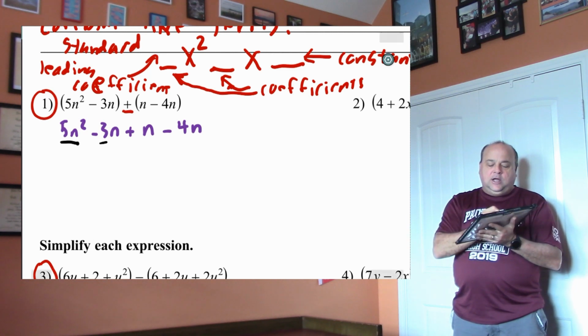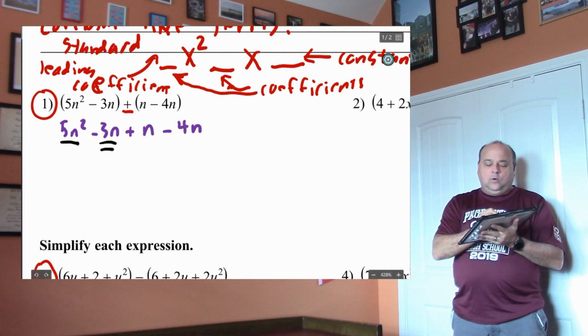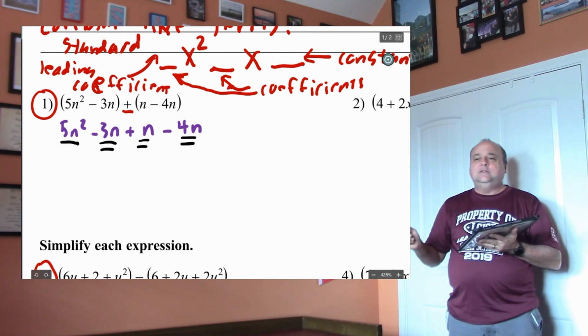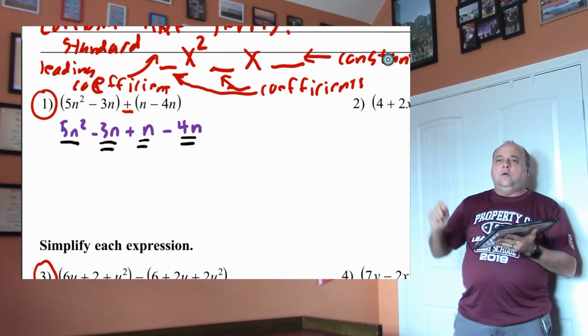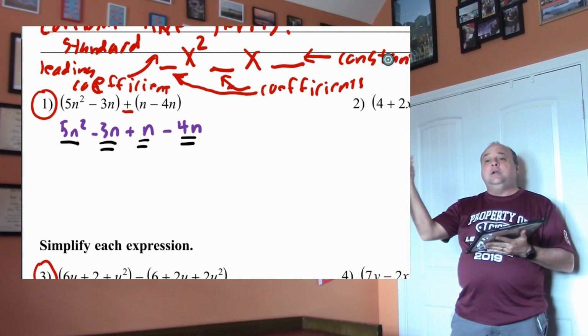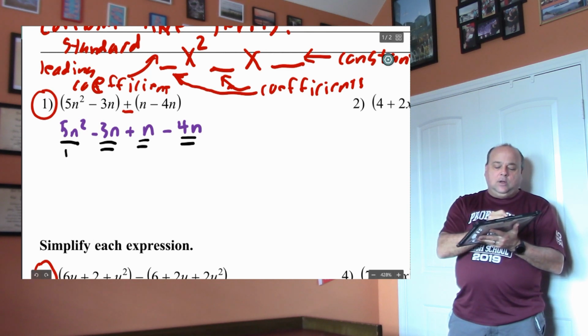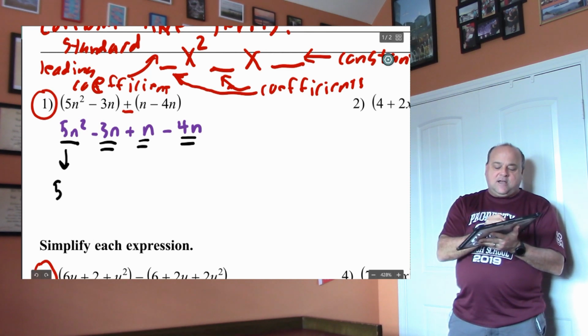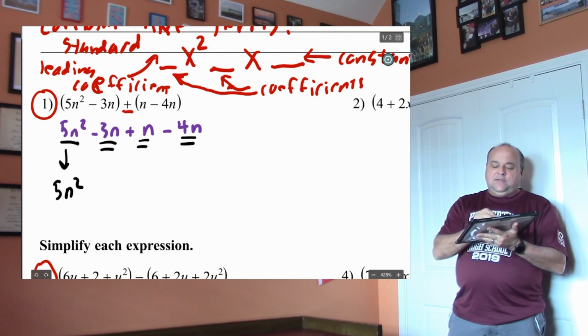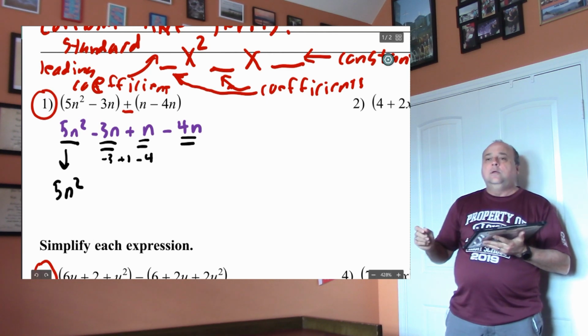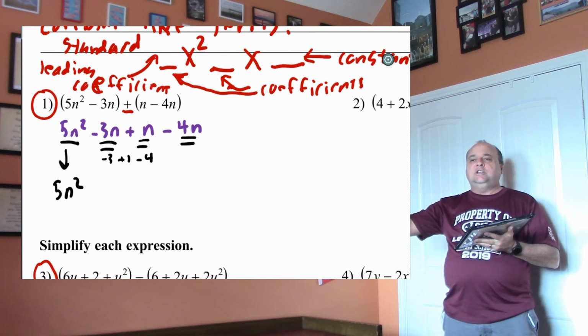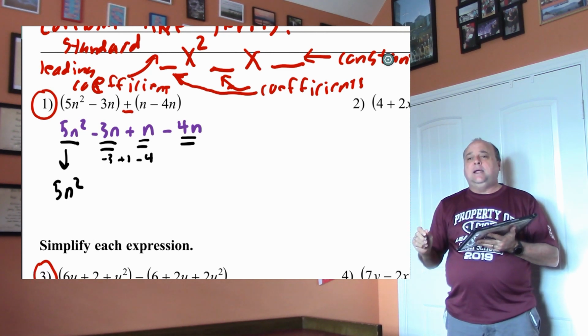Now then, double underline your n's. I have 1, 2, 3 n's, don't I? So I'm going to group all those up together. Now then, I'm going to go through and write my answer. The only single underline I have is 5n squared. Now then, I'm going to do the math of negative 3 plus 1 minus 4. Negative 3 plus 1 minus 4 is going to give me the coefficient for my n.